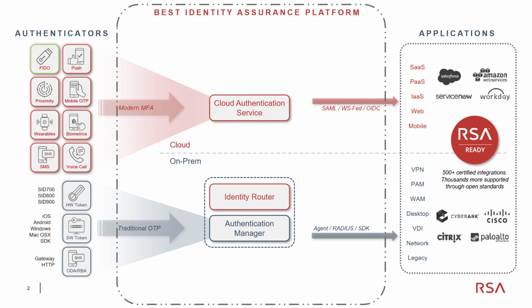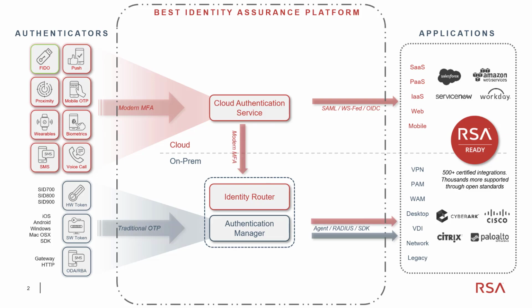baked-in component referred to as the identity router. This is normally a standalone virtual appliance, but we've taken a stripped-down variant of it and embedded it inside of the Authentication Manager appliance, which provides a conduit for your on-premise identities to be known to the Cloud Authentication Service.